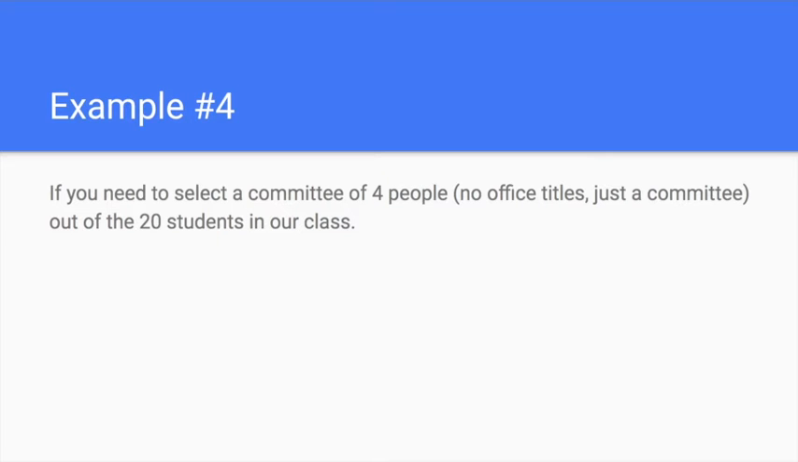So for the example, this is just what I mentioned a moment ago. Same kind of scenario. We want a committee of 4 people, but no titles. So the order in which people are selected doesn't make a difference. You get a senior, a junior, a sophomore, and a freshman on there. It doesn't matter what order you select them. They're just 4 people on a committee, and it's a-okay.